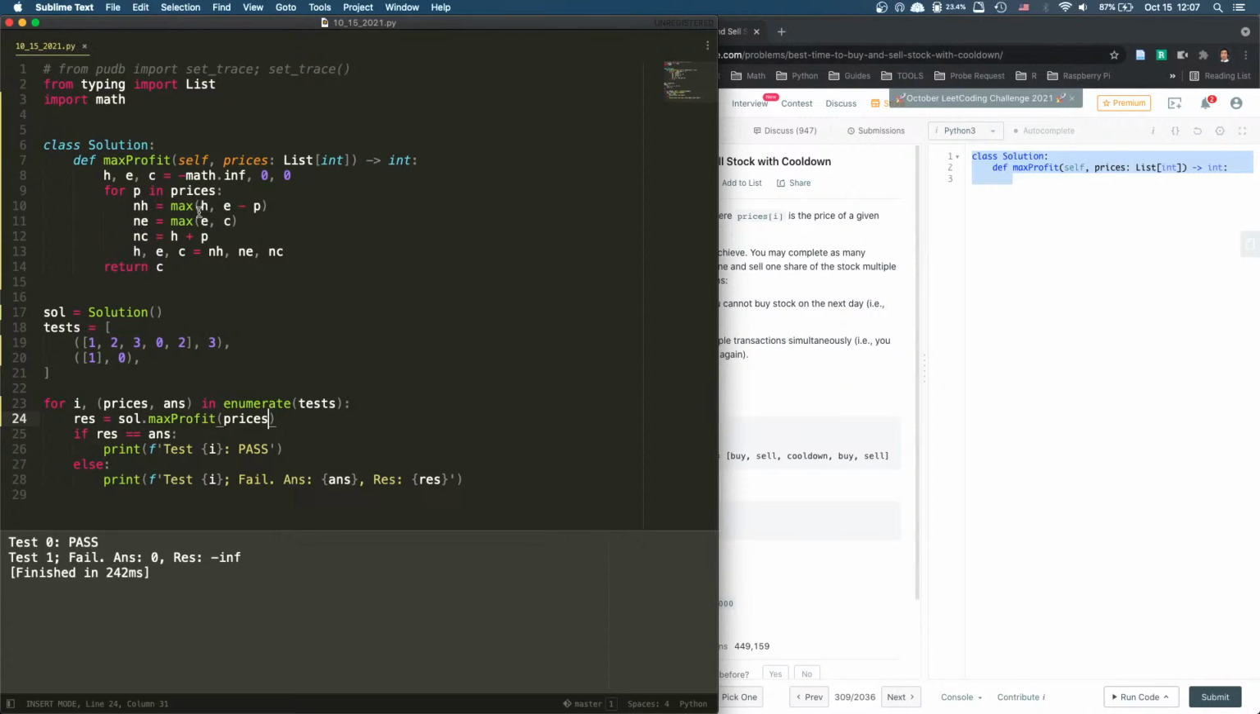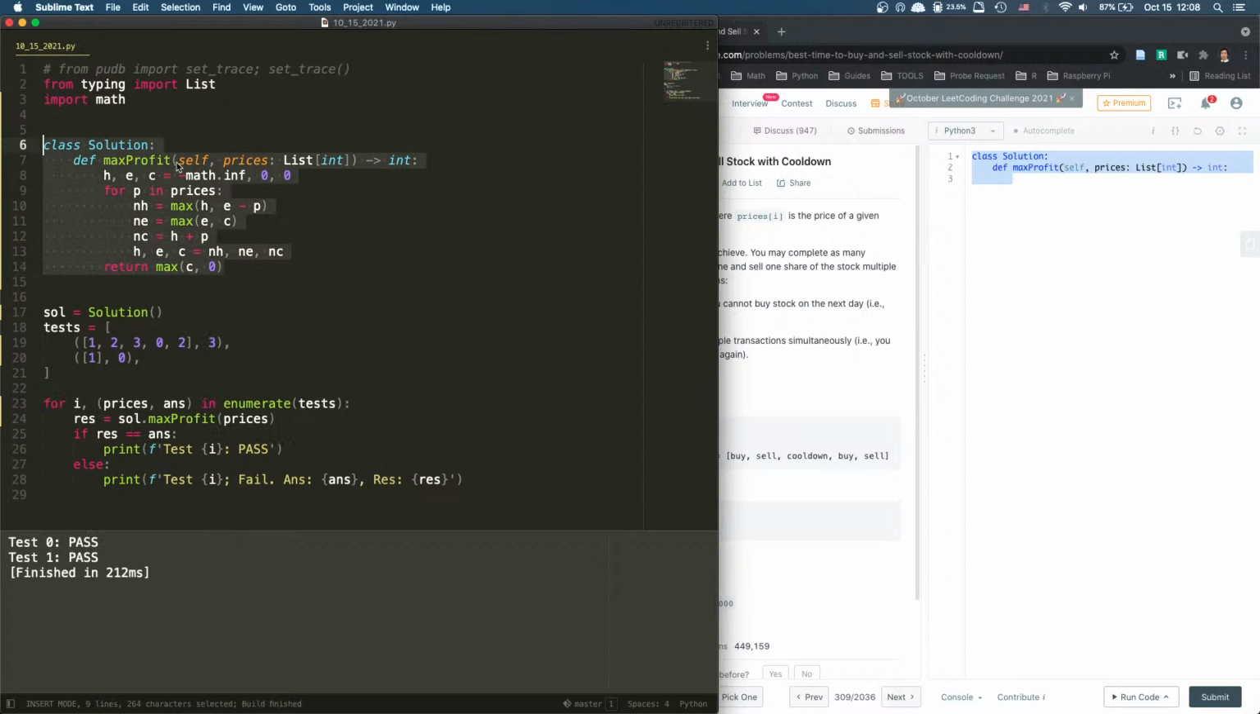Well, because C initially is negative infinity. So what do we say? If it's negative infinity, then this means it's 0, because we cannot use 0. Right? Can we use 0? No, we cannot use 0. So we return the maximum of C and 0, right?